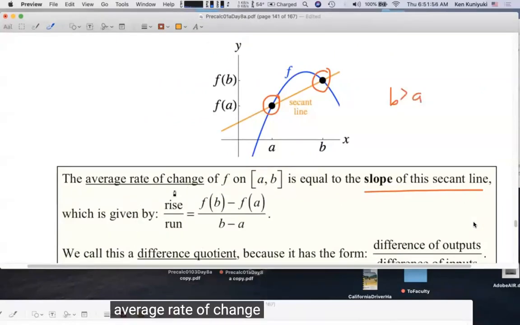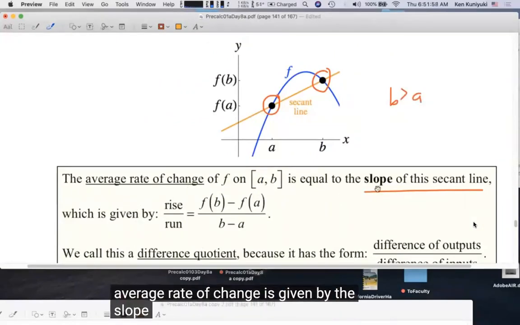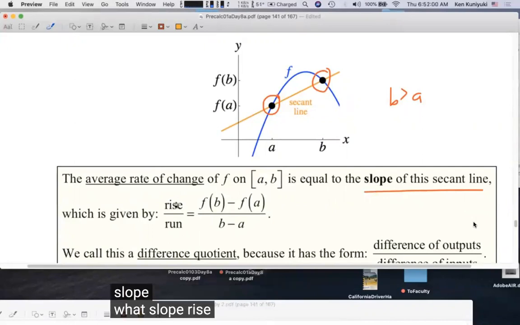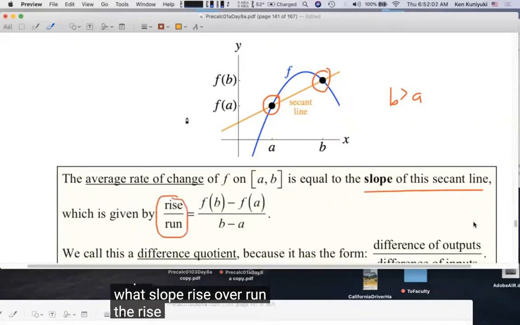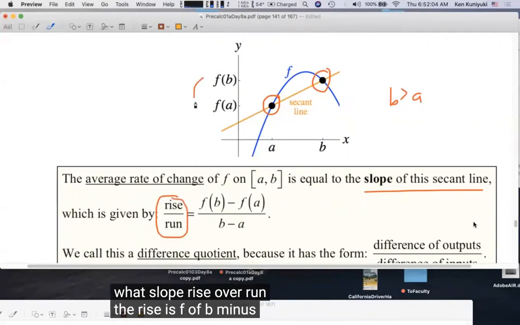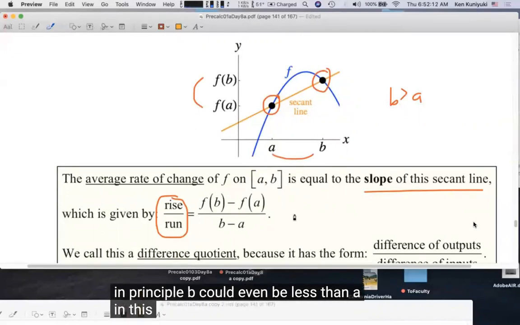Average rate of change is given by the slope. What slope? Rise over run. The rise is f of b minus f of a. The run is b minus a. In principle, b could even be less than a in this formula. B could be here, a could be there.